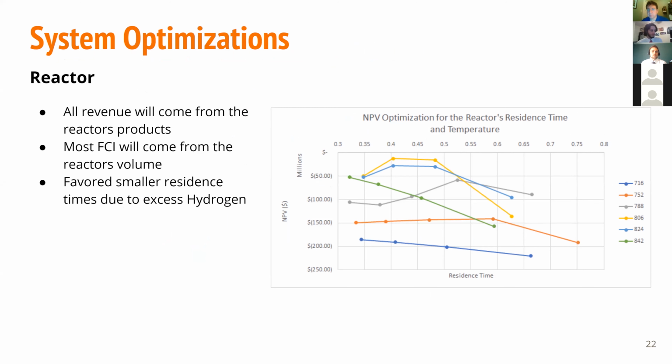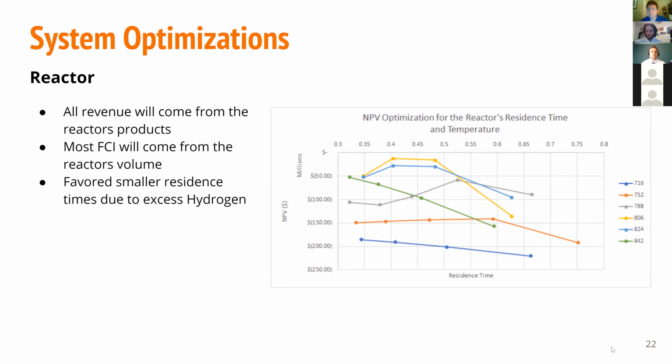The residence time and the temperature of the reactor are most important because they will affect the price of the reactor. And like Clayton mentioned before, this is the largest part of our fixed capital investment cost at 76%. This also affects how much of each cut will be produced and sold, which is our only source of revenue. Looking at the graph, our optimal temperature and residence time are 806 degrees Fahrenheit and 0.41 hours respectively.